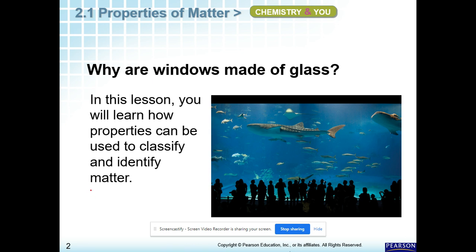Remember from previous lessons that matter is anything that has mass and takes up space. This is a lot of things in our natural world, including air, water, fishes, buildings, trees, and even us.